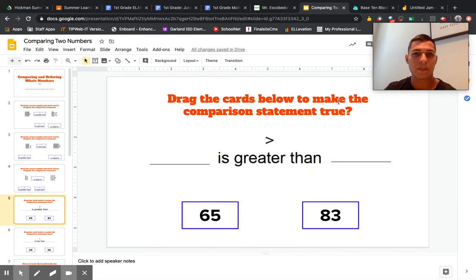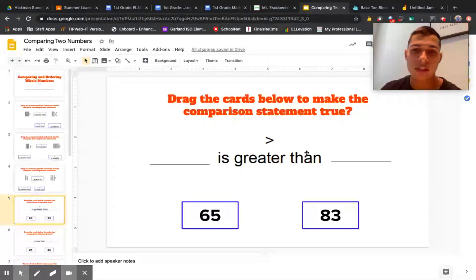All right, let's go here. Let's read these directions. Drag the card below to make the comparison statement true. So we got to drag these numbers here to make this true. It already gave us is greater than. Now we have to put our numbers in the correct spot to make the statement true. Okay? So it wants us to put blank is greater than blank. We have to use these two numbers. So we got 65 and 83.